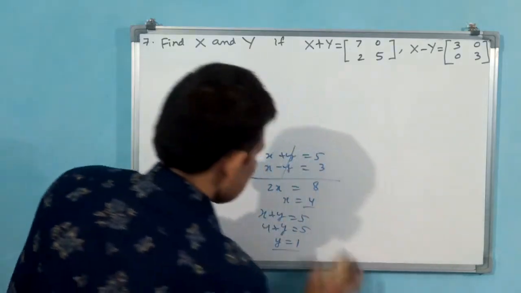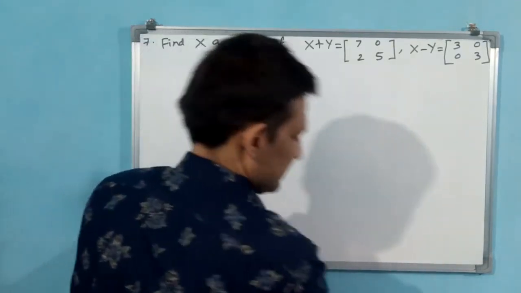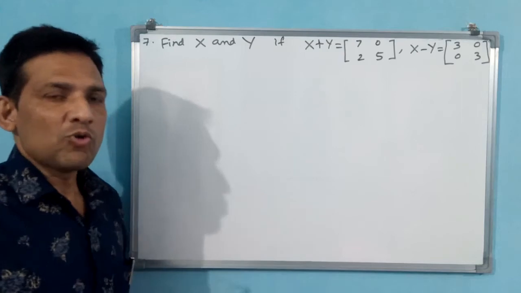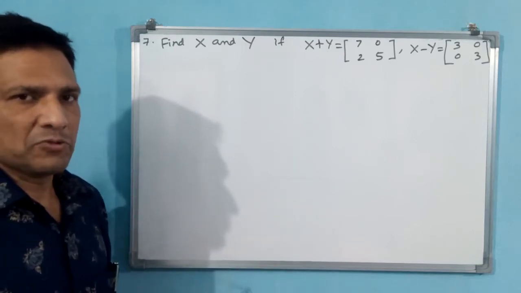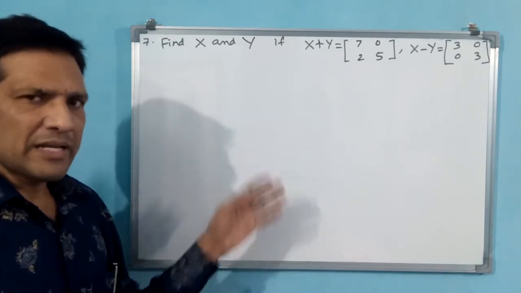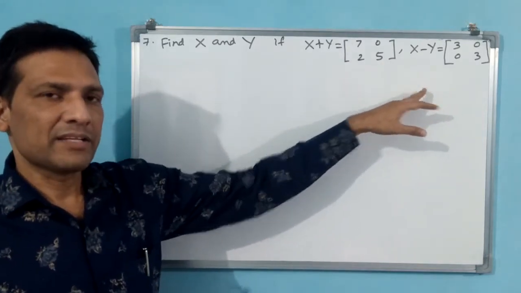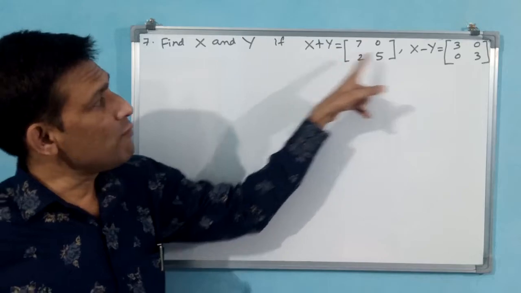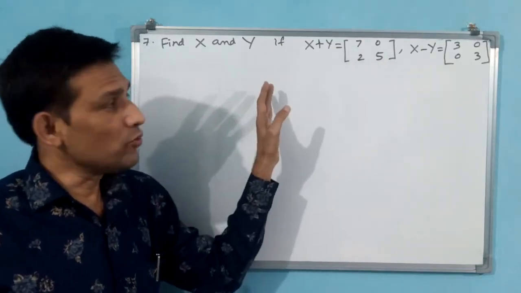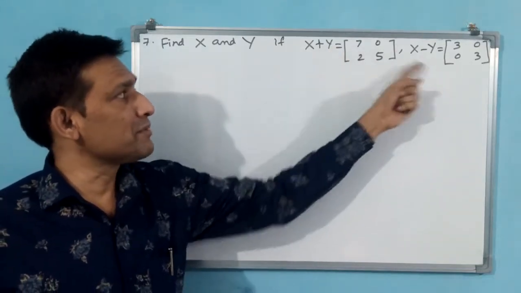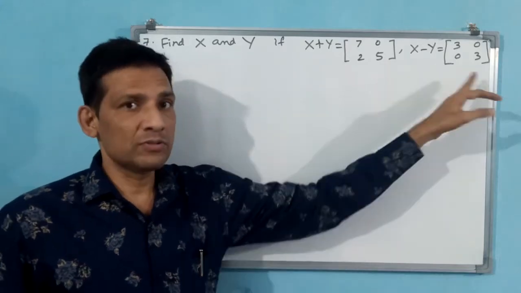But how to do this one? How to do matrix algebra? First time we are seeing this question. Okay, same as ordinary algebra only. Let us do first x plus y plus x minus y. Both we add. y is going to get cancelled. 2x is going to come. But see, you are adding simply here, but this side matrically you have to add.